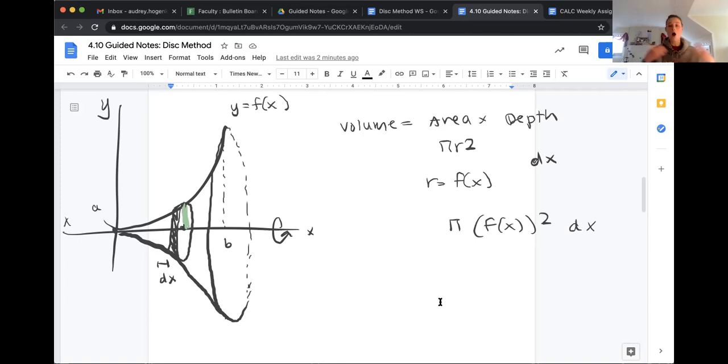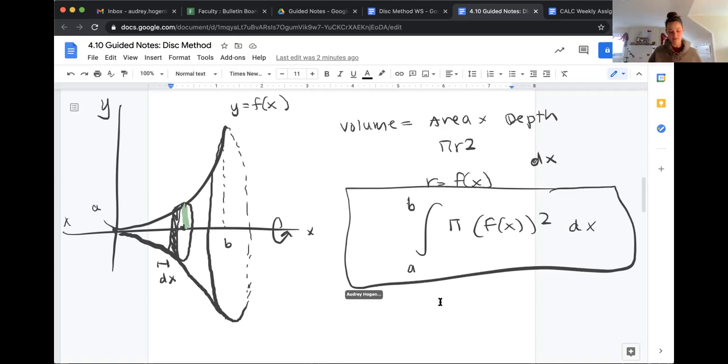And then to sum up all of the volumes, we're merely going to take the integral from a to b of pi times f of x quantity squared dx. Okay, so this is your little formula for the disk method. But again, be careful with this. It's important that you understand where it comes from so that you can kind of think about it this way every problem instead of just plugging and chugging, because plugging and chugging is no good. That will get you in trouble.